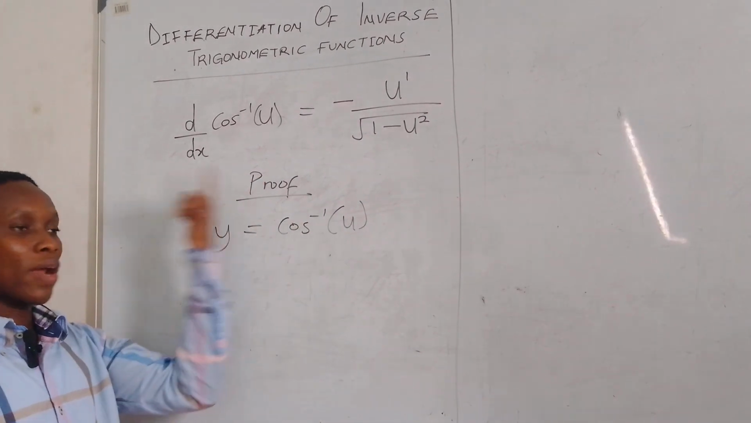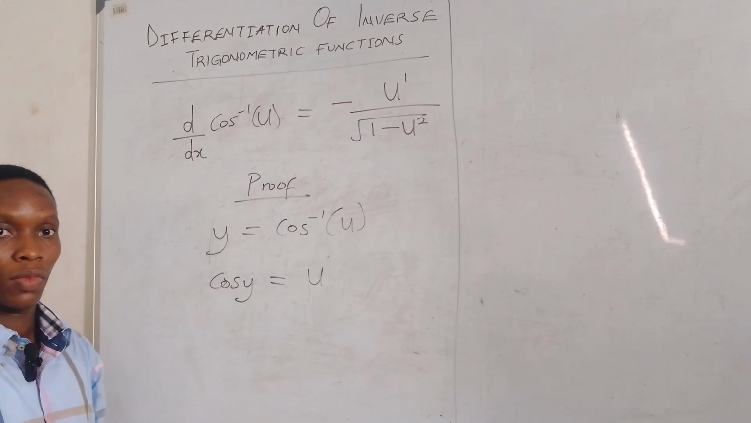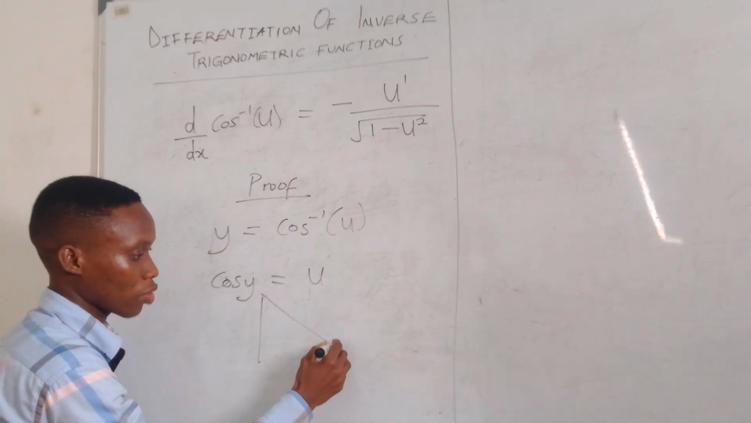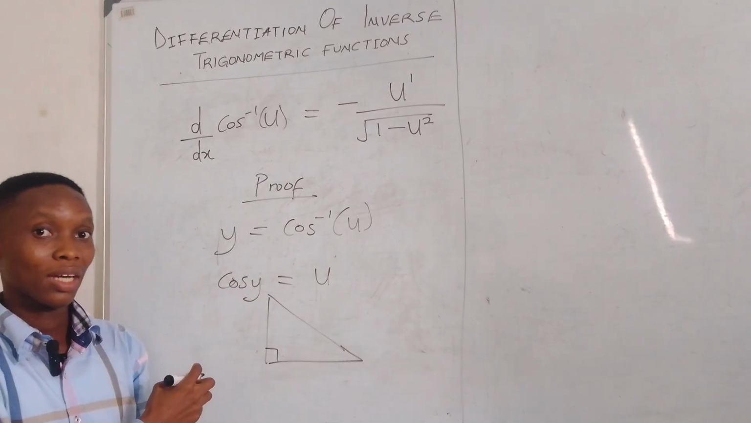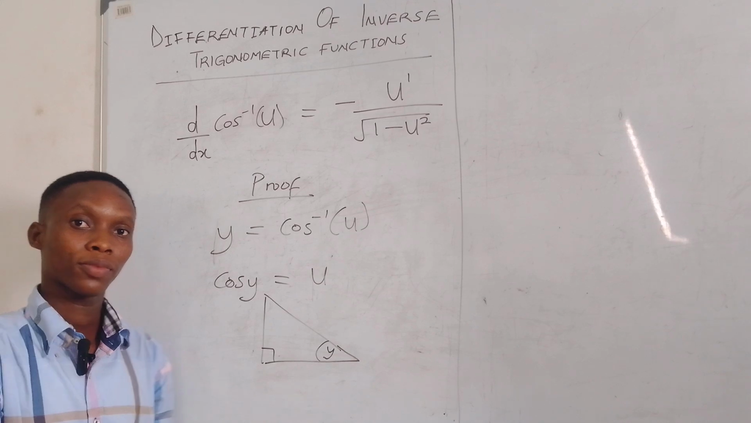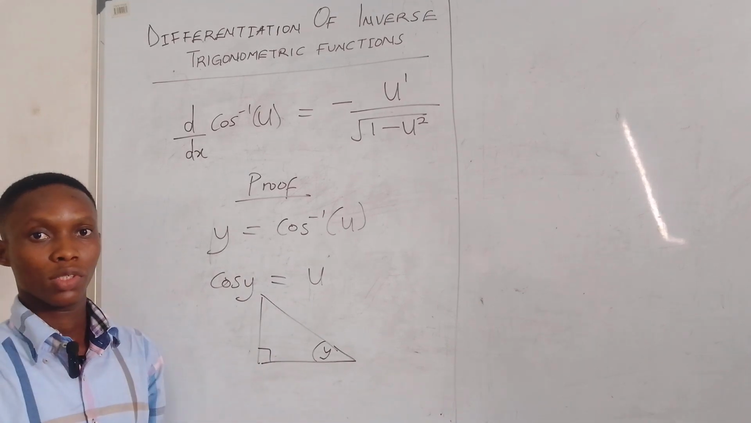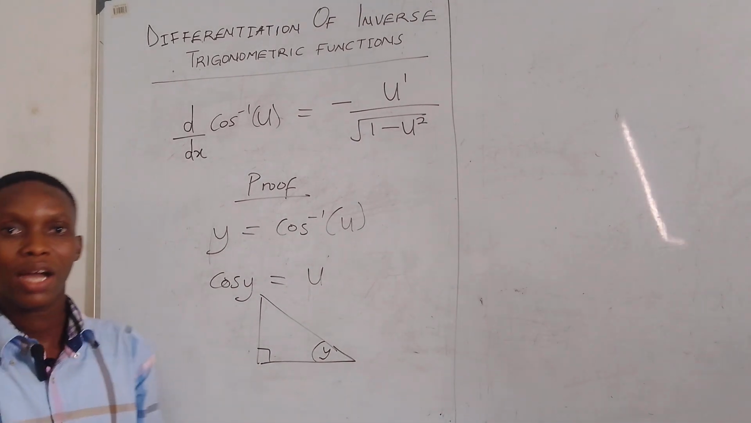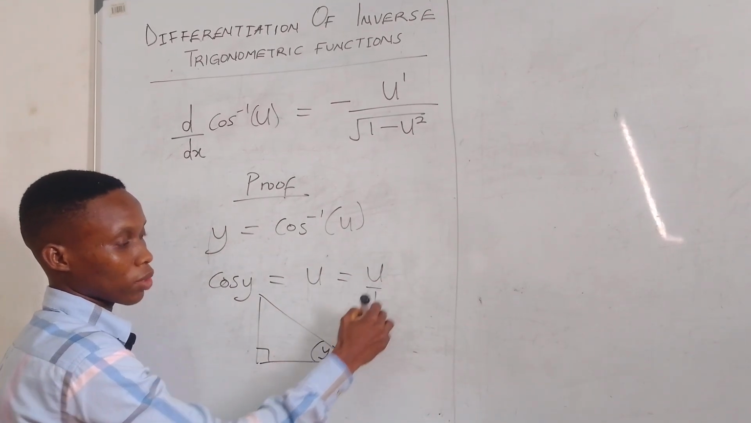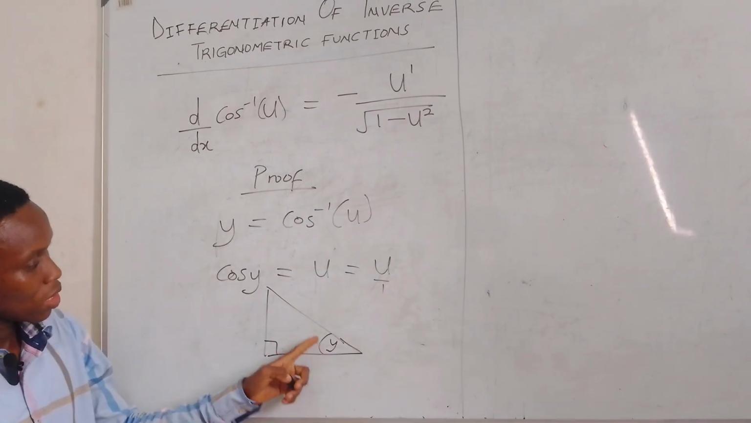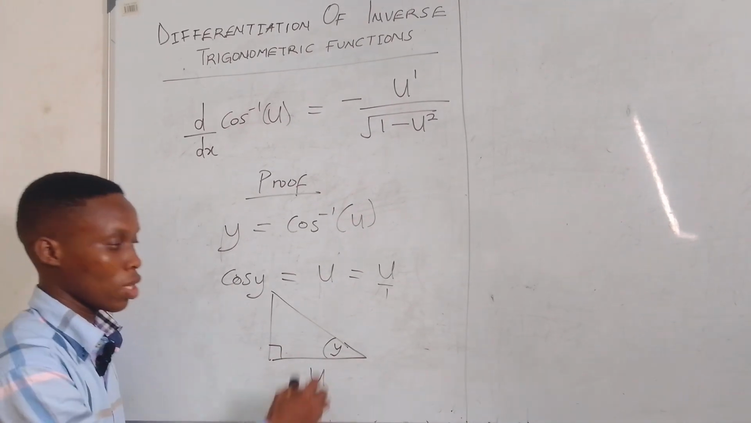So with this, we can rewrite it also as cos y equals u. Still using our right angle triangle, since we have cos y, y is an angle. So our acute angle is y over here. Its opposite is here, adjacent is here, hypotenuse is here. But we know cos y will be adjacent over hypotenuse. So we can rewrite u as u over 1. Since cos is adjacent over hypotenuse, the adjacent will now be u and the hypotenuse will be 1.